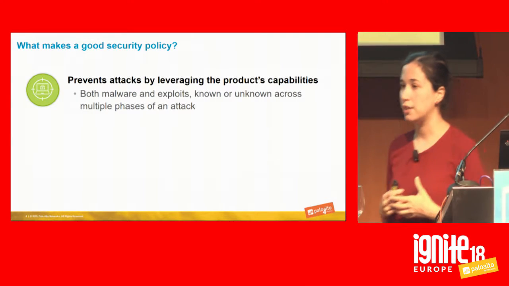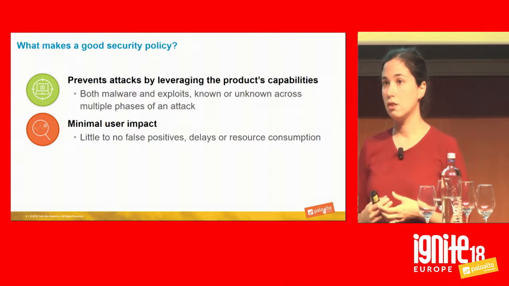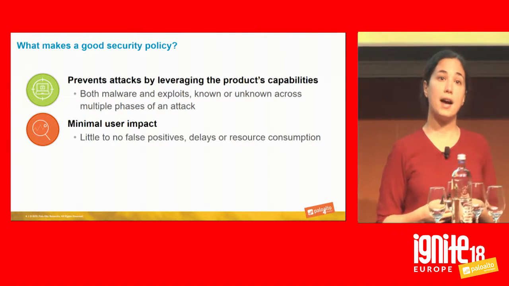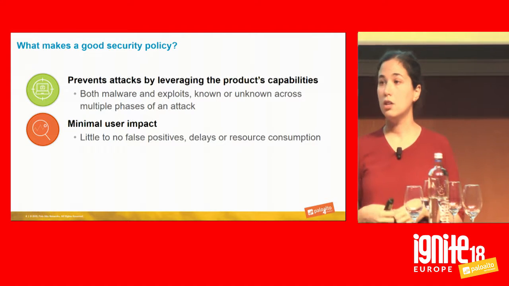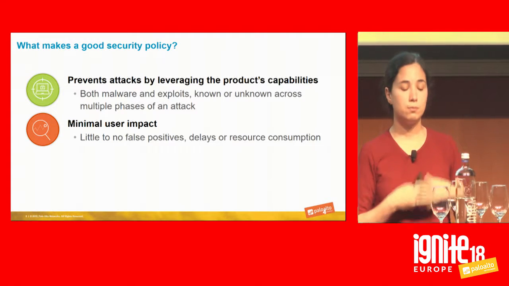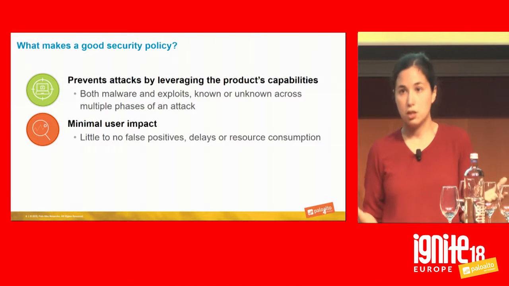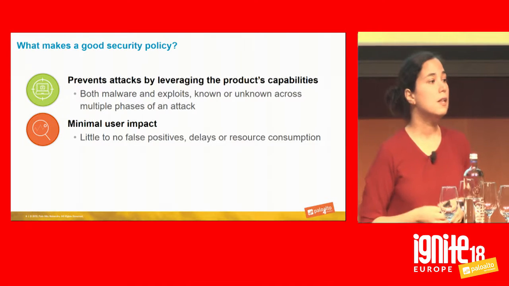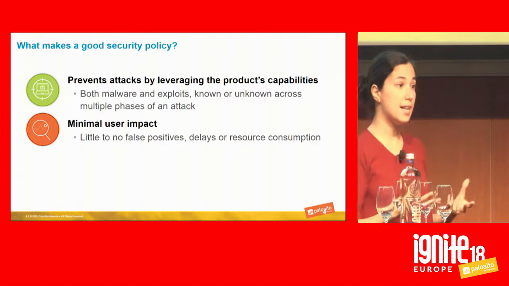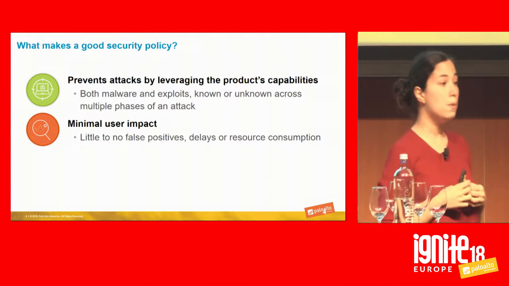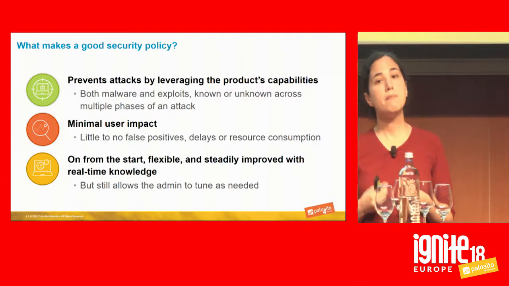Second, especially on users' endpoints, we wanted to have minimal user impact. And again, when we talk about user impact, there are a few things to consider. There's, of course, delays in resource consumption. If it's hurting my users' capability to actually use their endpoints, it's not a great security product. It's not a great product in general. But it also means that false positives are an issue, and we want to make sure that that's brought to a minimum.